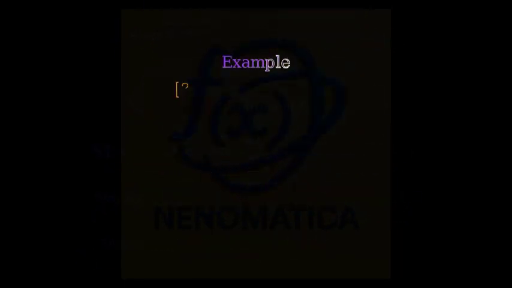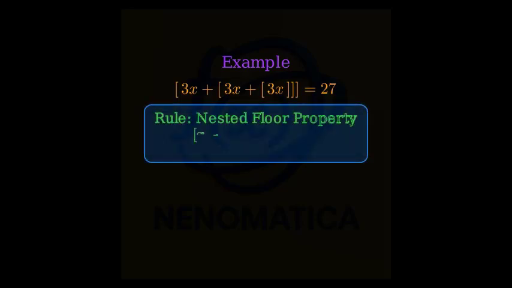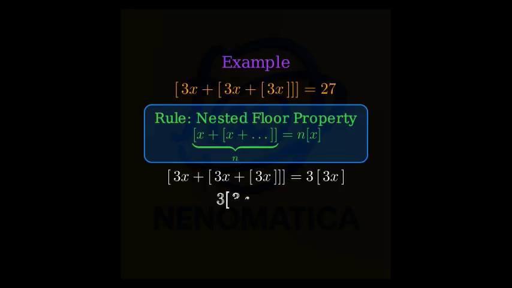In this example, we solve a floor function equation step by step, and we will visualize the solution on a number line for strong intuition. Here is the problem we will solve. Step 1. We use a key property of nested floor expressions. The reminder says the repeated nesting of floor of x added n times equals n times the floor of x. Here, the nested part is 3x repeated 3 times, so the left-hand side becomes 3 times the floor of 3x.